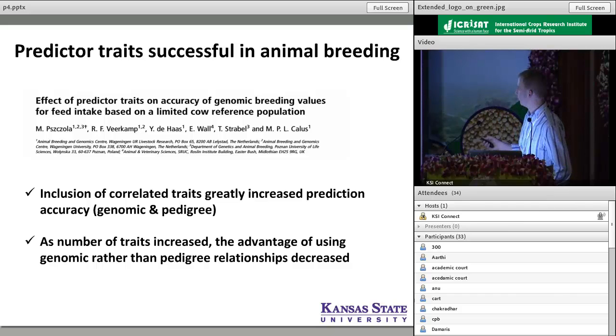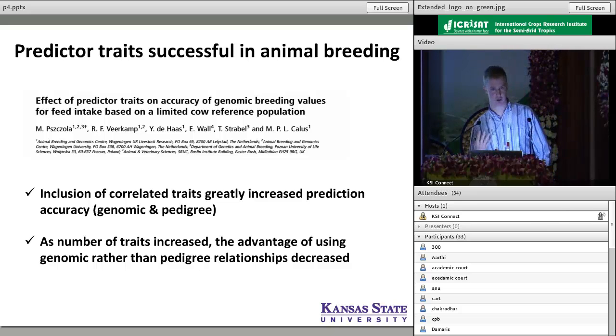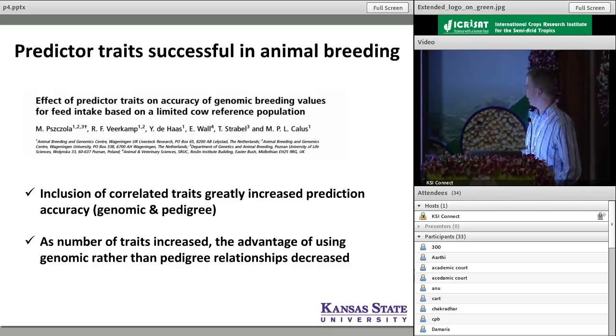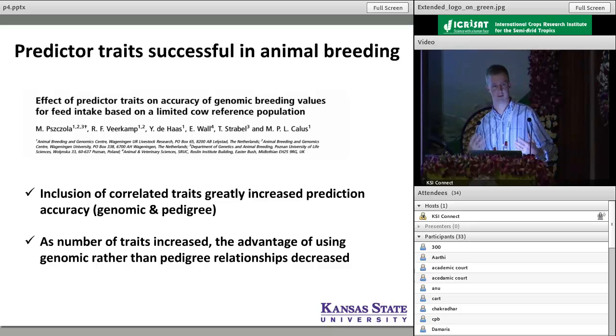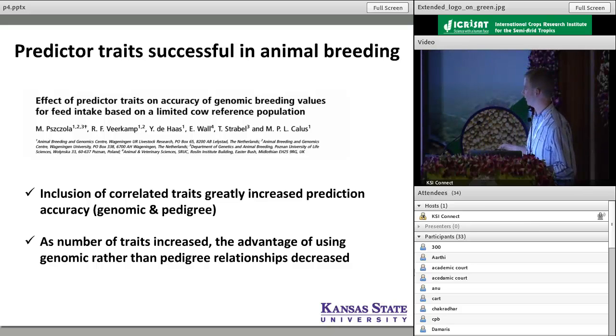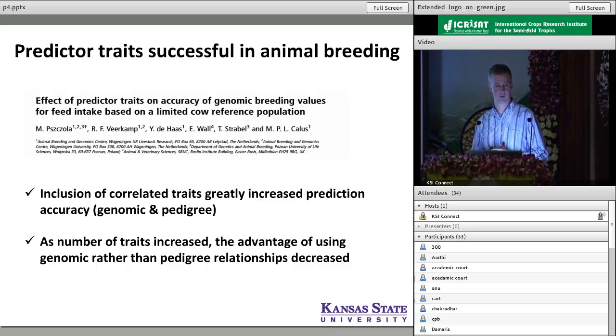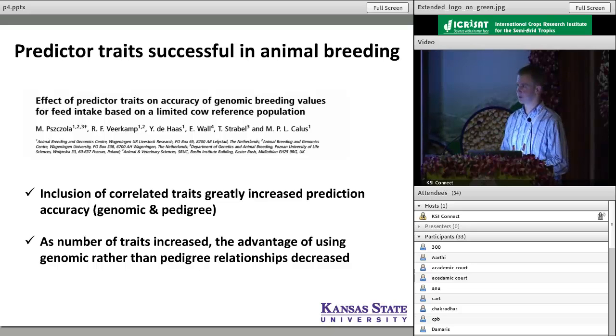And so we're demonstrating this now, but there's been several nice demonstrations of this and success in animal breeding. This is just one example of a paper, and really what came out of this was that the inclusion of correlated traits, so like I was saying, NDVI and canopy temperature, greatly increased the prediction accuracy, both in using a genomic and a pedigree-based prediction model. And also as the number of correlated predictor traits increased, the advantage of using genomic rather than pedigree relationships decreased. And so with a number of correlated secondary traits, you can actually help push these pedigree-based models up close to the prediction accuracy achievable with genomic selection.